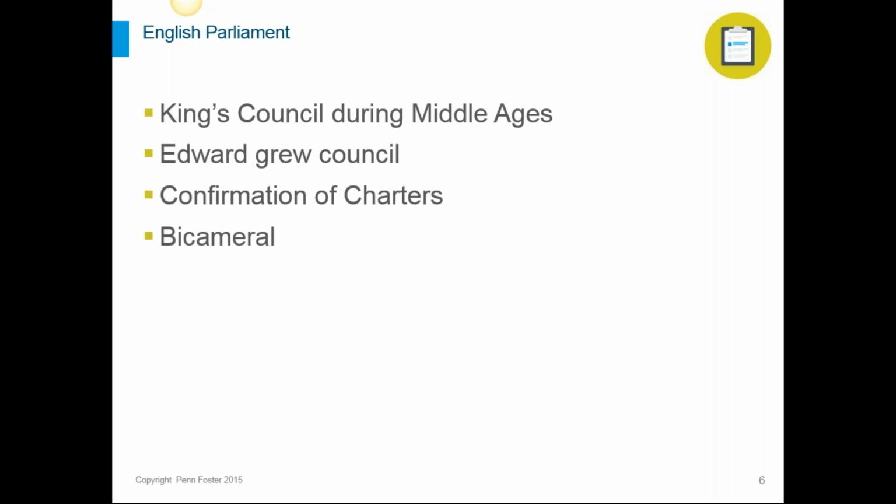It did establish itself as a bicameral legislature, in which the House of Lords was the higher authority and a court system, the highest court in the land for England, and then the House of Commons was the house elected by English citizens, and was primarily the legislature that passed laws for England.